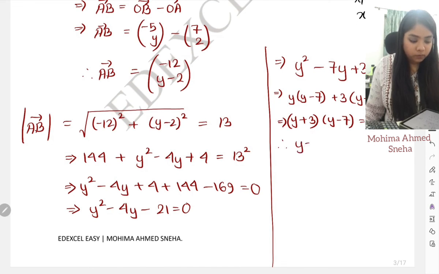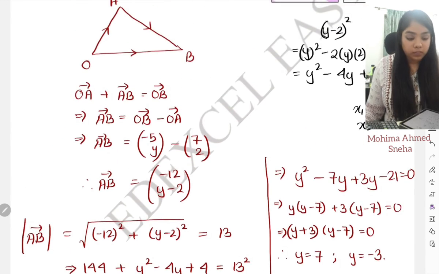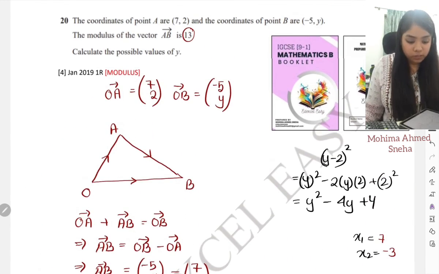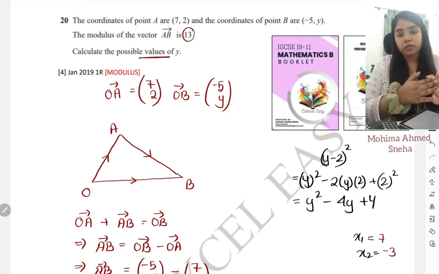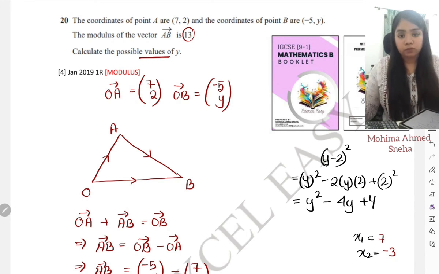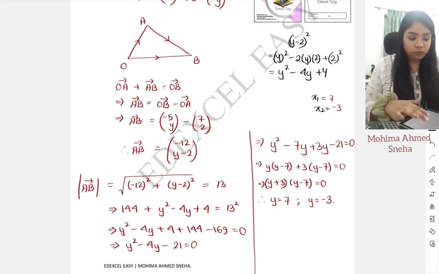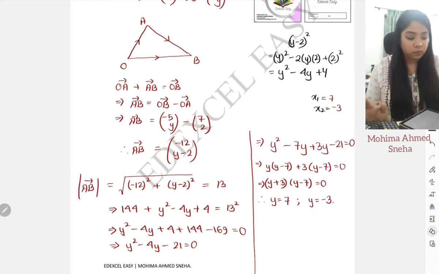Finally, you can see that the value of y is going to be either positive 7 or minus 3. Now, if I go back to your question, they were also asking about the possible values, right? So that means there could be multiple values of y. So we got 2 values of y, which is completely fine, nothing to get worried about.